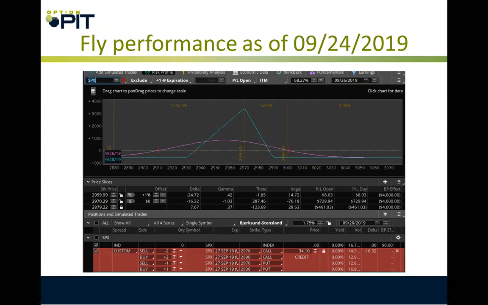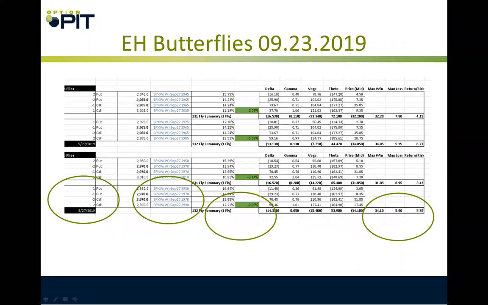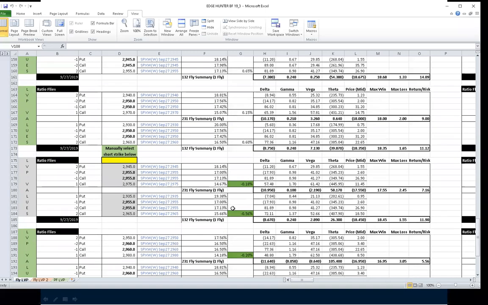Now, there are other ways to manage it. You could buy multiple flies and buy a call and kind of hedge the delta a little bit in case it flies up. I'm not really going to talk about management because we don't have the time for it. But the idea is, when you're using the sheet, it is helping you see where the edge is, where the market is bidding something, and you know what your risk reward is. So it's giving you a lot of information that when you just look at a regular option screen, you're just not going to see.